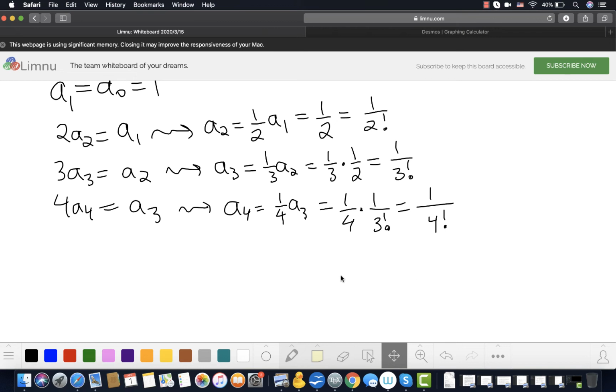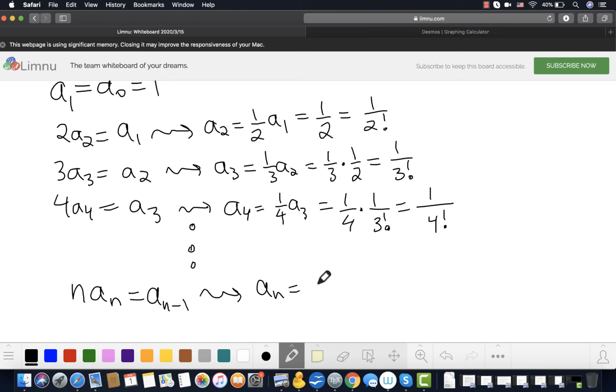Okay, so we see the pattern, right? a2 is 1/2 factorial, a3 is 1/3 factorial, a4 is 1/4 factorial, so we expect a5 is going to be 1/5 factorial, and this is indeed true. And if you keep going, after n steps, you have n times a sub n. If you just follow the pattern, it should equal a sub n minus 1, and that means you can solve for a sub n. a sub n is 1/n times a sub n minus 1. But by the previous line, we would have obtained that a sub n minus 1 is 1/(n minus 1) factorial. And if you multiply 1/n with 1/(n minus 1) factorial, you get 1/n factorial.